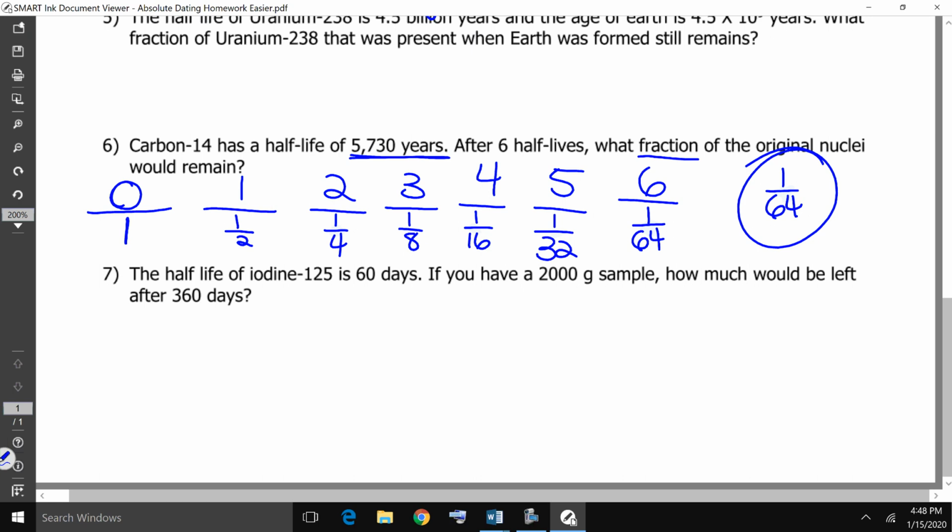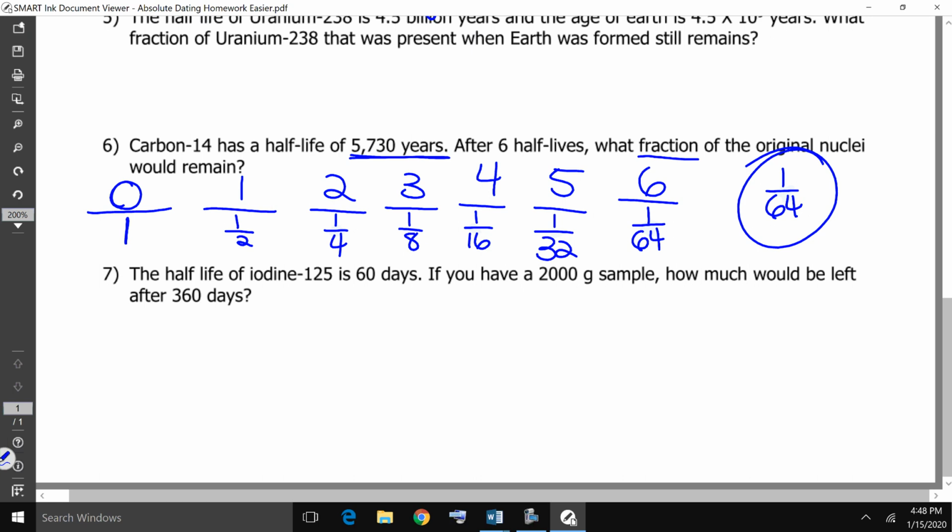And now let's try this last one, number 7. Again, pause the video now if you want to try it on your own before I show you how to do it. The half-life of iodine-125 is 60 days. If you have a 2,000 gram sample, how much would be left after 30 days? Or 360 days, I'm sorry.